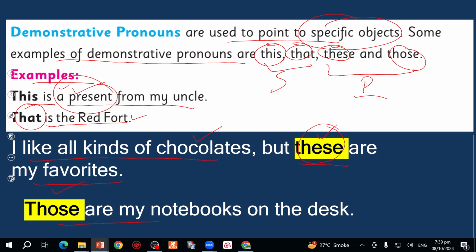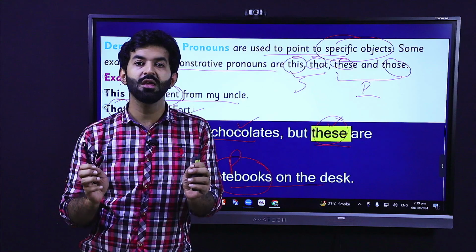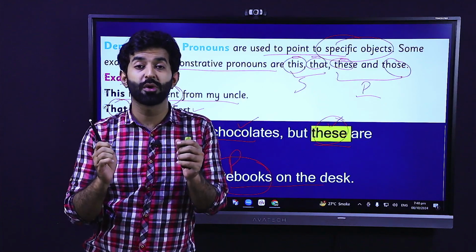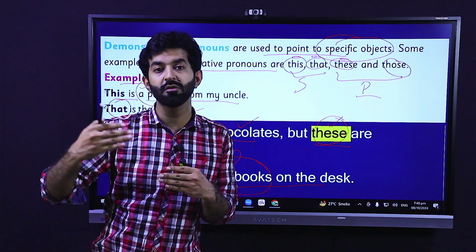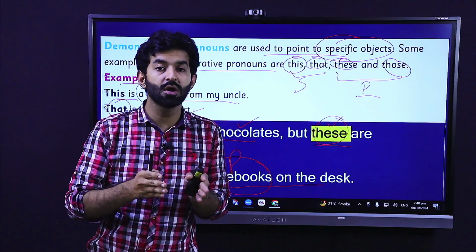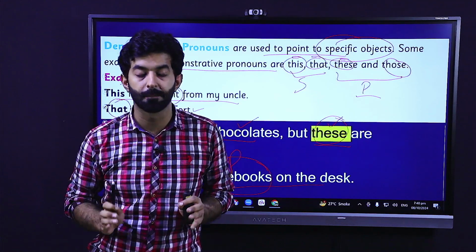Those are my notebooks on the desk. Now we are referring to something that is a little far, and there are notebooks in the plural form. So we are going to use those. So students, this, that, these, and those, they are demonstrative pronouns. Very easy to use. Now it's time for you to practice them and refer to things that are near you and far from you. Whether they are singular or plural, we have a pronoun for each one of them.